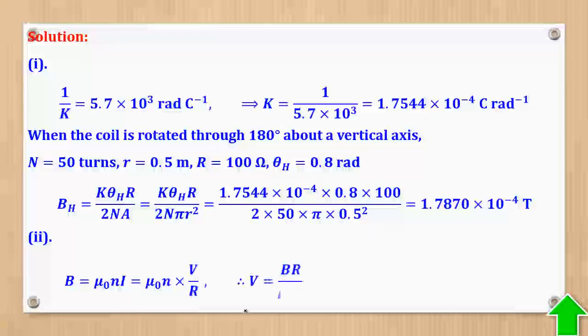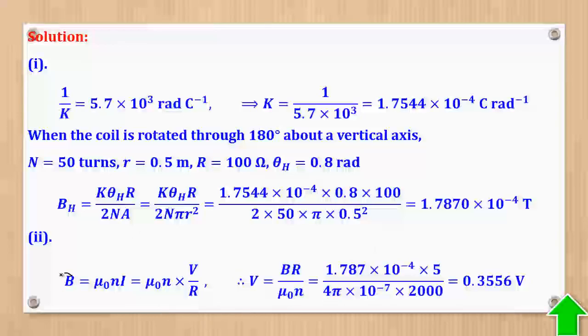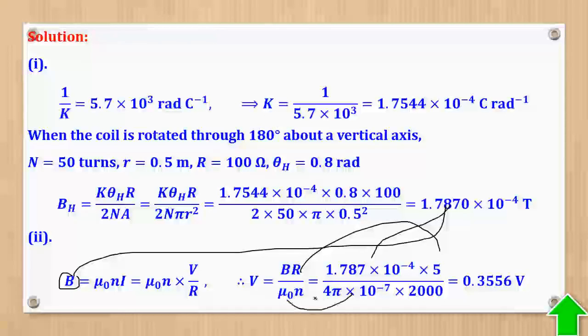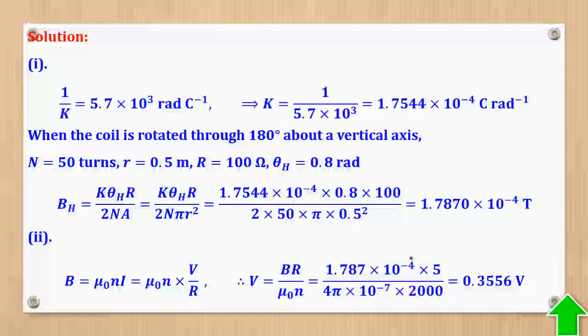Then for (ii), B is equal to this. They say that the flux density remains the same, so we shall use this one for B. Then R we know is constant, and the number of turns per meter, to give you the PD.